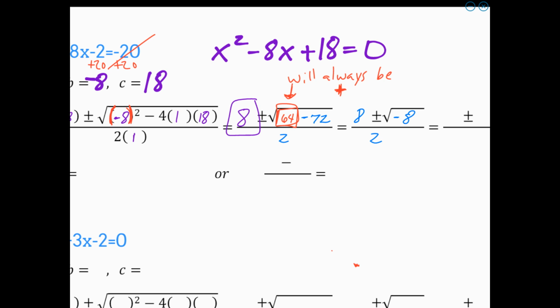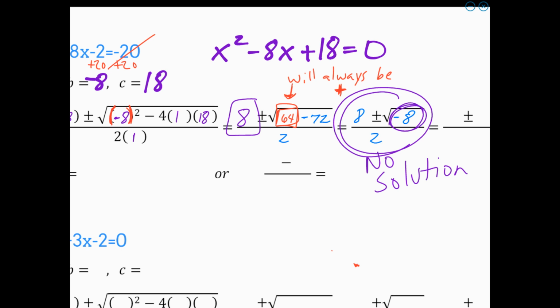So what do you think the answer to this problem would be? No solution. It is because of this negative underneath the radical. This can't happen. If you get a negative underneath the radical, those are the ones that are no solution. They're the ones that do not go through the x-axis, so they have no intercepts.